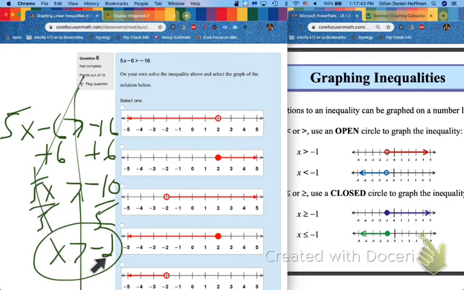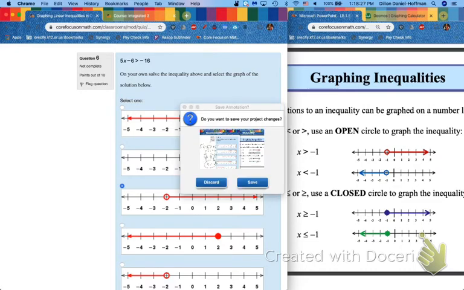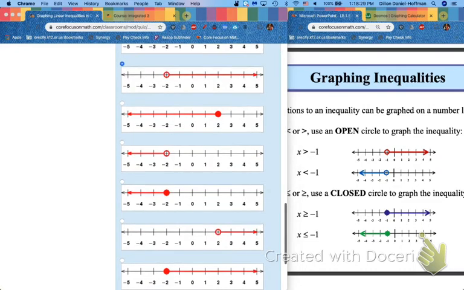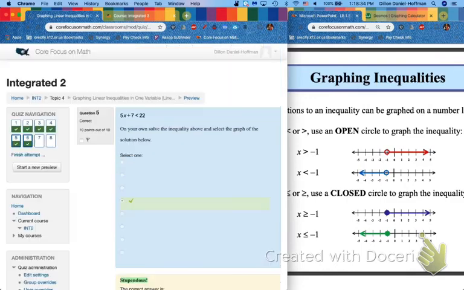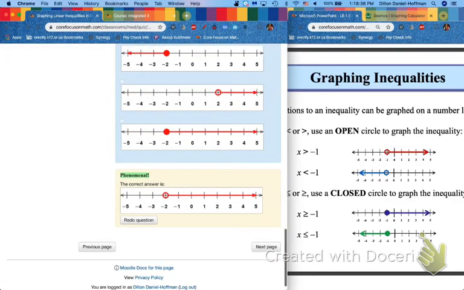X is greater than negative 2, so now I'm looking for negative 2, open circle, shaded to the right. Oh, it's this one right here. Once again, pause it if you need to write this down. If not, follow along as I match up the graph. Negative 2 going right. And boom. We're 6 for 6.